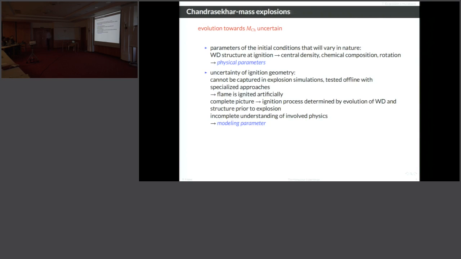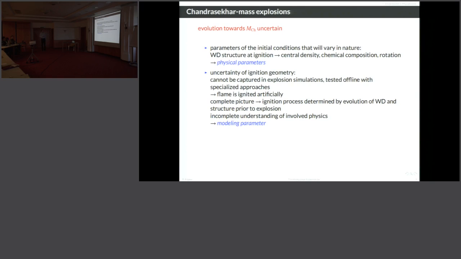The model parameter is the unknown ignition geometry, so I discussed this yesterday. This cannot be captured by explosion simulations themselves. It has to be tested offline with specialized approaches. So I've shown you some movies of Mike Zingale and his collaborators, but still the results are hard to interpret and maybe also don't reflect the real physical conditions at white dwarf ignition, although they give a good insight.